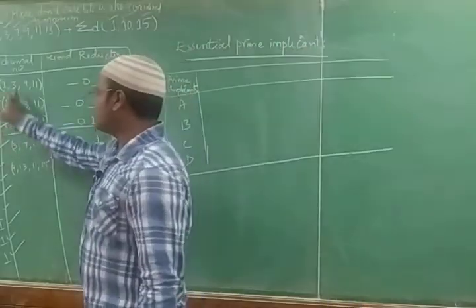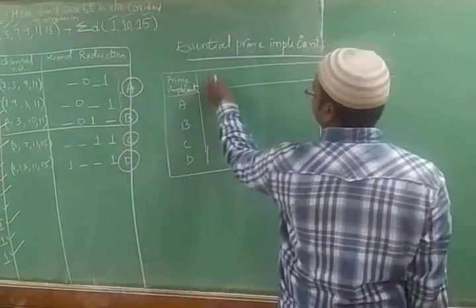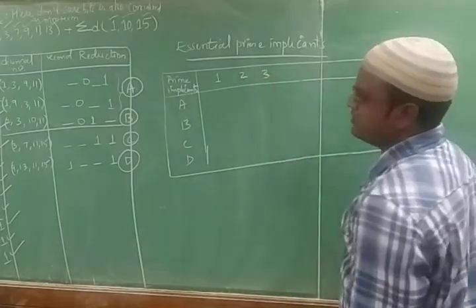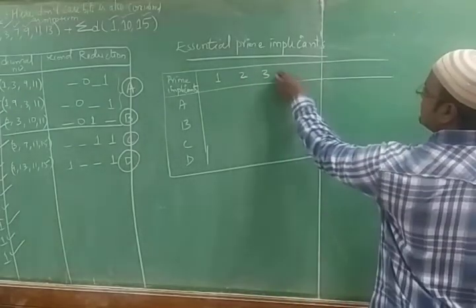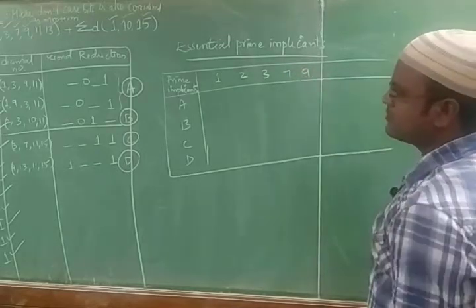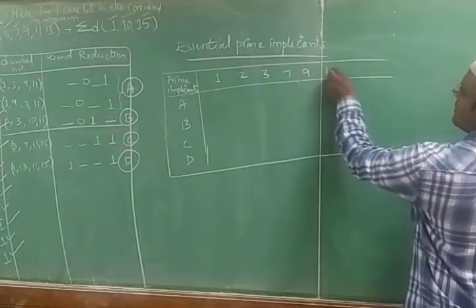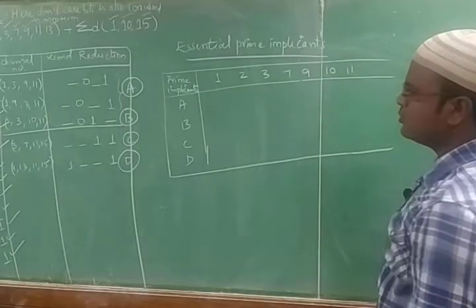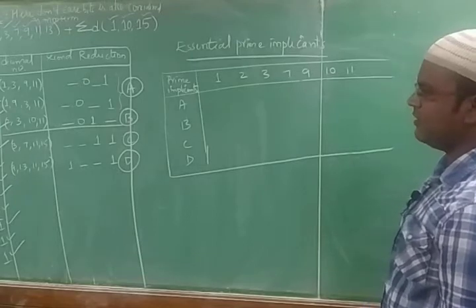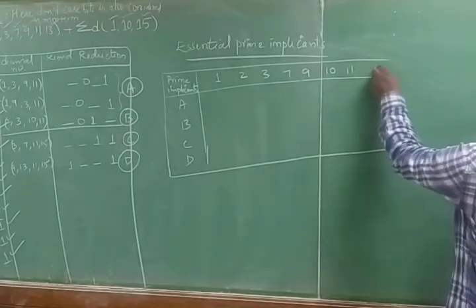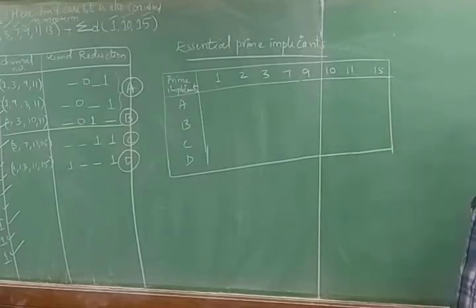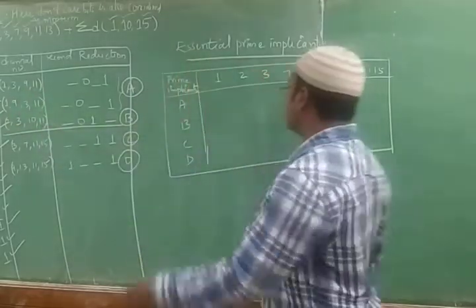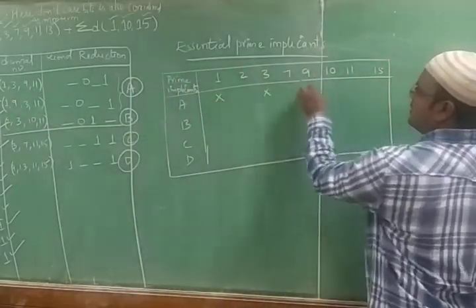1, 2, 3. We'll write that particular 1, 2, 3. After 1, 2, 3, next is 7. Then 9. Then 10 is there, 11 is there. So 1, 2, 3, 7, 9, 10, 11, and 15. So we have all of these, right? We wrote it. Next, what is A? The A values are 1, 3, 9, 11. So we put a cross at 1, 3, 9 and 11.